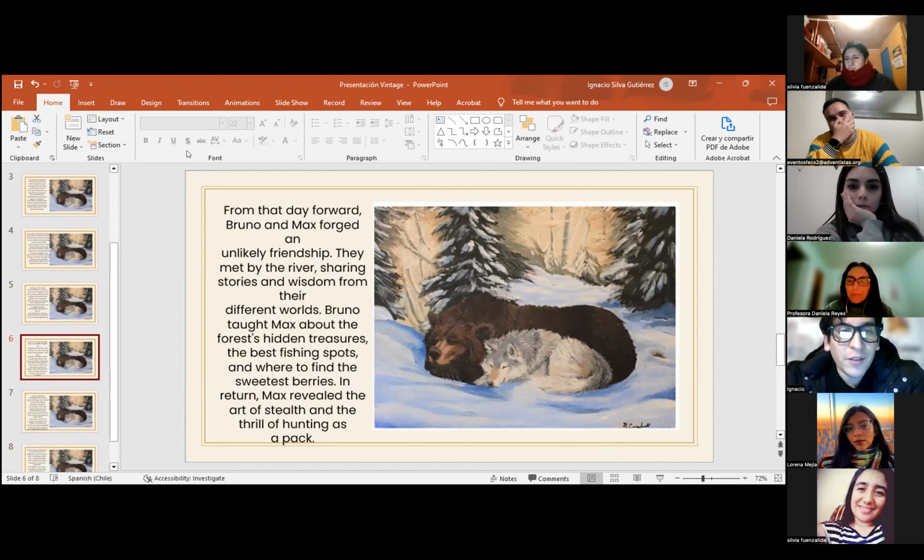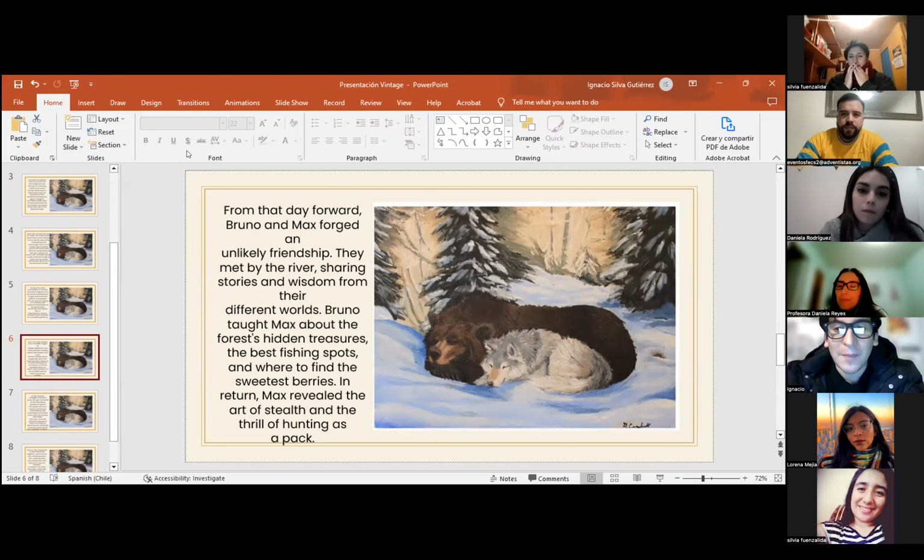From that day forward, Bruno and Max forged an unlikely friendship. They met by the river, sharing stories and wisdom from their different worlds. Bruno taught Max about the forest's hidden treasures, the best fishing spots, and where to find the sweetest berries. In return, Max revealed the art of stealth and the thrill of hunting as a pack.